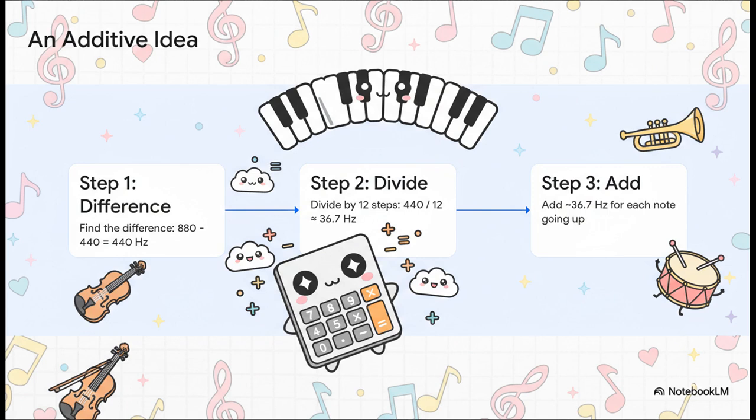Now, your first instinct, and it's a totally logical one, might be to do some simple addition, right? Let's find the total difference in frequency, which is 440 Hz. Then let's just divide that by the 12 steps. That gives us about 36.7 Hz for each step. So we just add that amount for every key we go up. Simple. Unfortunately, it's also completely wrong.